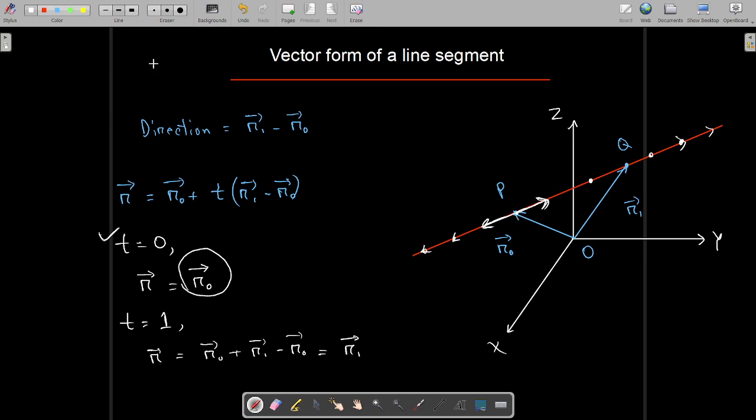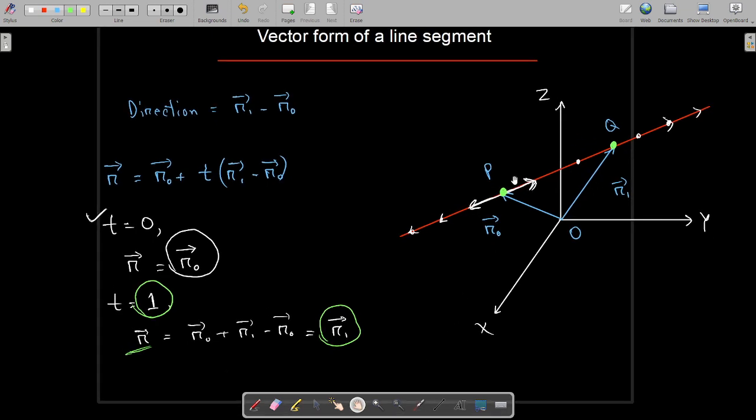So when t equal to 0, it indicates R0. So R0 is P point. So we are at P point. When t equal to 0, we are at P point. And when t equal to 1, then the value of R becomes R1. And R1 is the position vector of OQ. That means it indicates Q point. So when t is equal to 0, it indicates P point. When t is equal to 1, that indicates Q point. So when the value of t varies from 0 to 1, it will simply indicate this line segment. You are getting my idea?